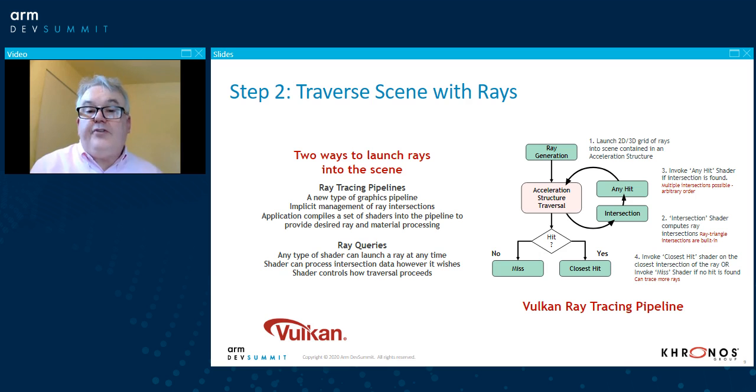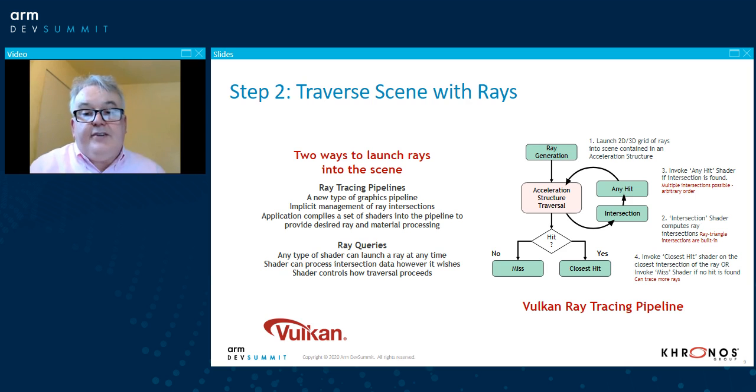The first method uses a new ray tracing pipeline that enables the application to compile a set of shaders into the pipeline to handle any desired ray and material processing, and then launch a grid of rays into the scene, with the ray tracing pipeline invoking the appropriate shader when intersections occur, or a miss shader if no hits occur for that ray, which can be used to render the sky in an outdoor scene, for example.